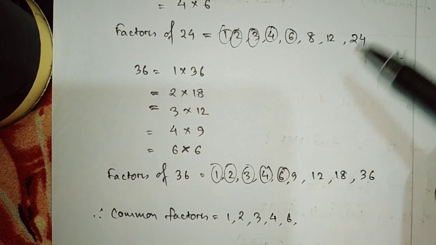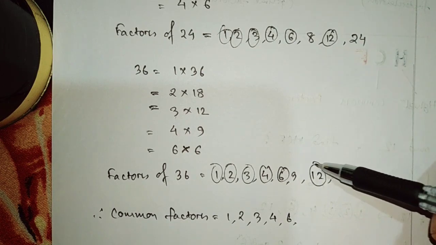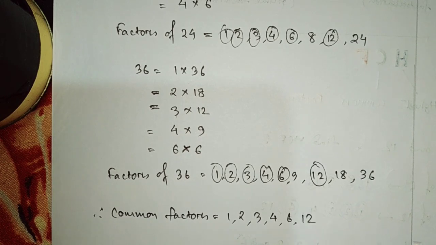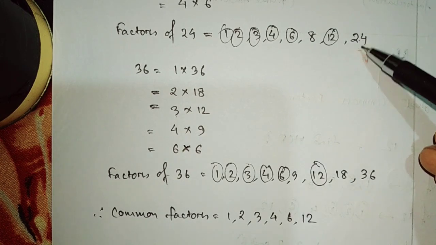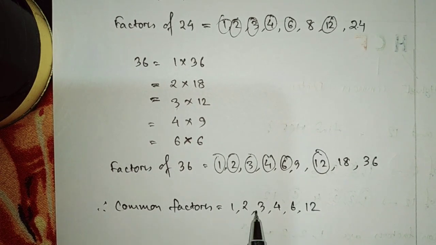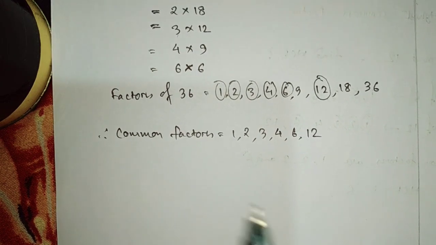Then 8 is not common, we'll not write 8. And 12 it is here, so 12 is common. Okay, common means which is present in both. 12, then 24 which is not here. So we have seen that 1, 2, 3, 4, 6 and 12 are the common factors.